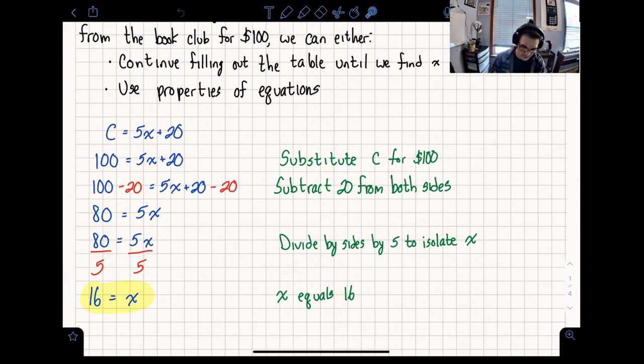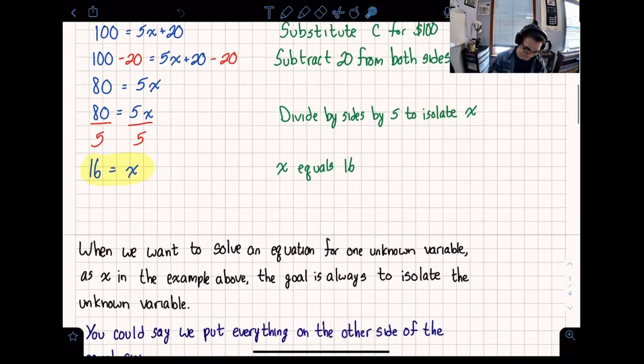And now from here, we must isolate x, and we can simply do so by dividing both sides by 5. We divide by 5 because division is the inverse of multiplication. Since we are multiplying by 5 here, we must divide by 5 to get x by itself. So once we divide each side by 5, we get x equals 16, which tells us that after 16 books purchased, the fee for the book club will be $100.